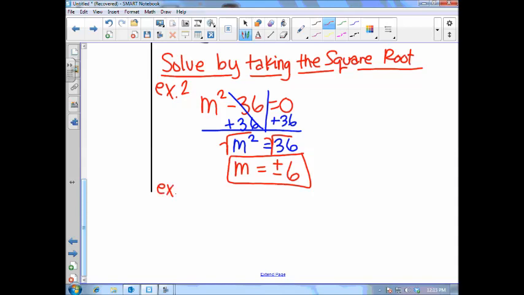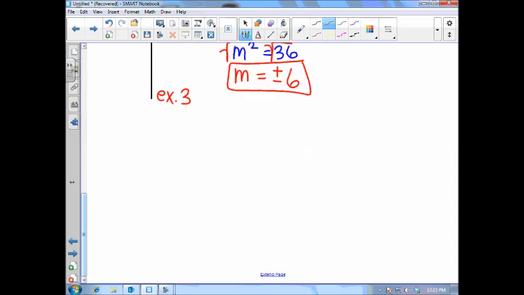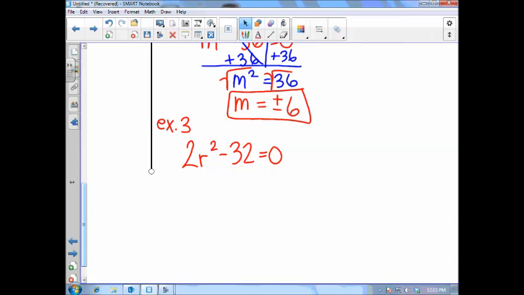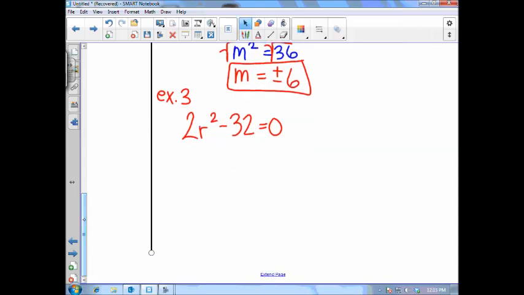Alright, well let's try it one more time on a 3rd example, and then we're done with our notes for today, and we can work on our homework. Okay? The last example. The equation's a little more complicated, but we can still solve by square roots. So it says 2r squared minus 32 equals 0.